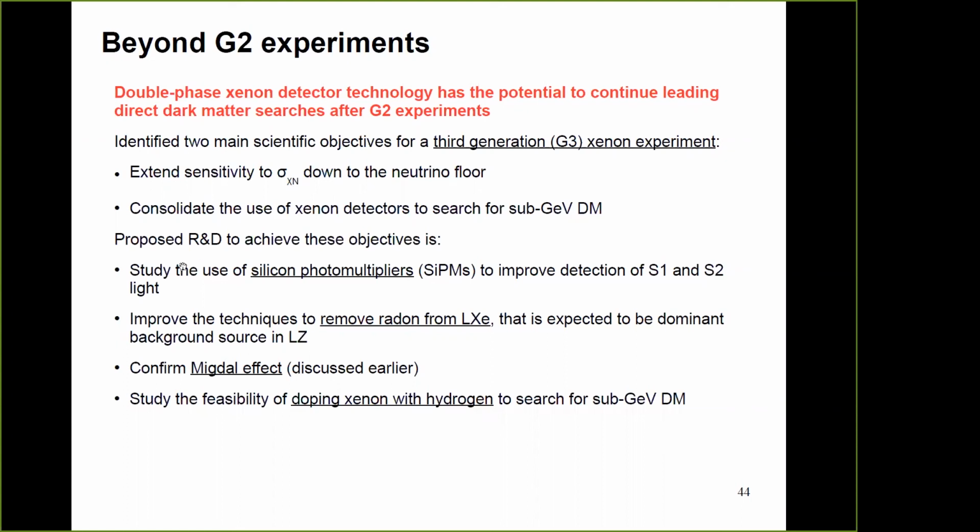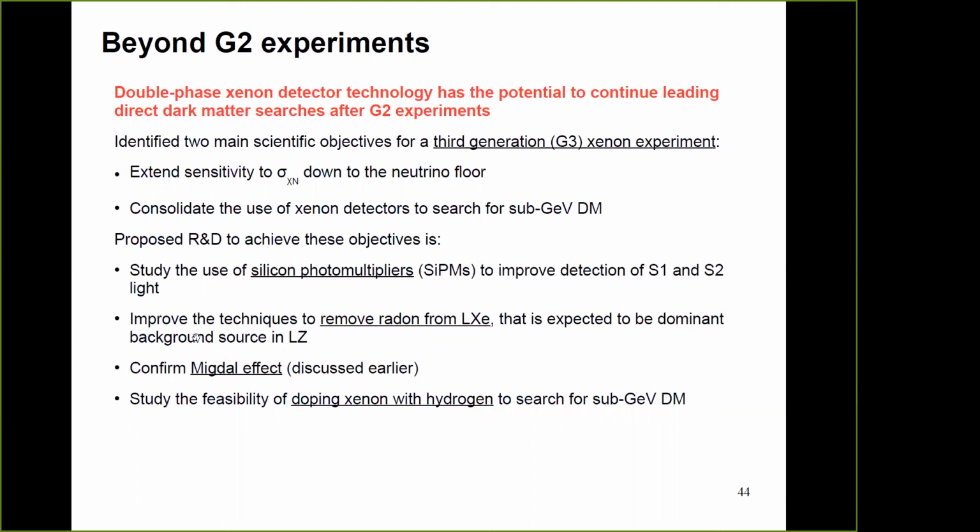And considering these two objectives, there are these R&D activities that are proposed. There are more, but I think these are the main. One is, instead of using PMTs to detect light, to see whether using silicon photon multipliers could improve the detection of S1 and S2.